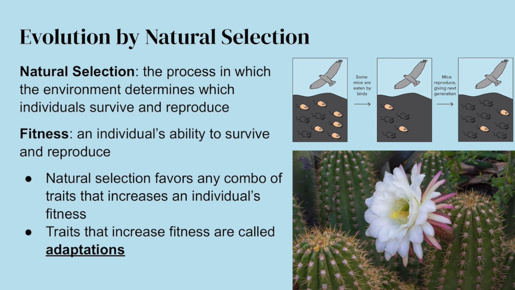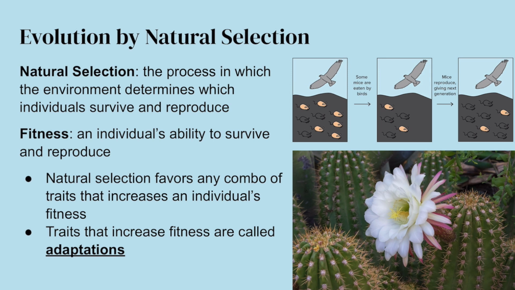Fitness is the word that we use to describe an individual's ability to survive and reproduce, and that's where that phrase survival of the fittest comes from. Natural selection will favor any combination of traits that increases an individual's fitness, so increases its ability to survive and reproduce.